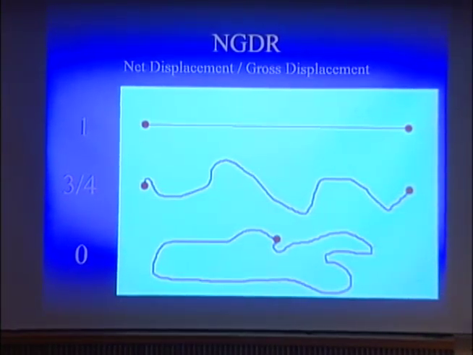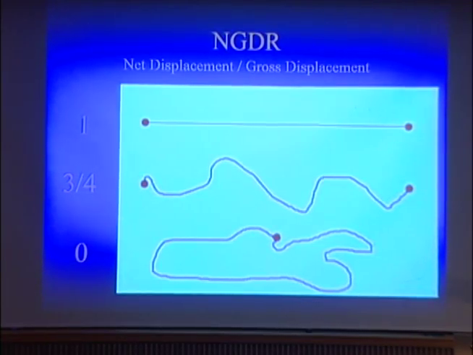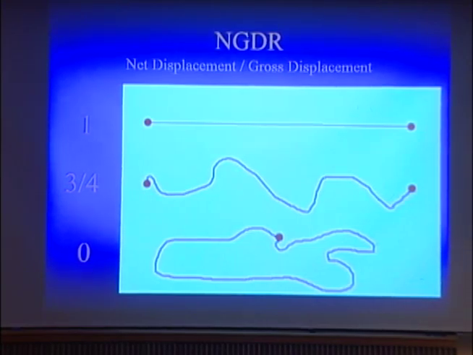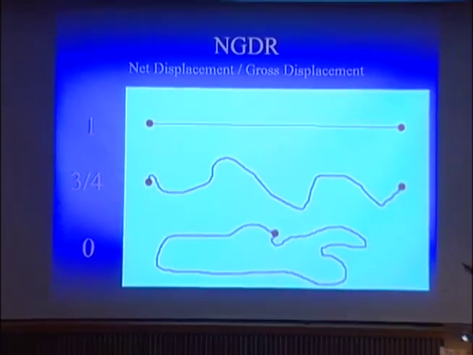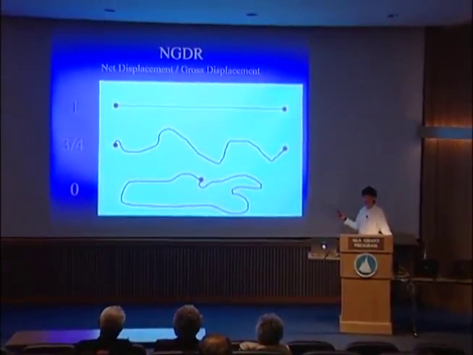I'd record the mean speed of those tracks to see how fast they were moving. And I'd record a number called the NGDR, or net to gross displacement ratio. This number is a ratio between the net displacement, the distance between the starting point and ending point of the track, divided by the gross displacement, which is how far the bacterium actually traveled to get between those 2 points.